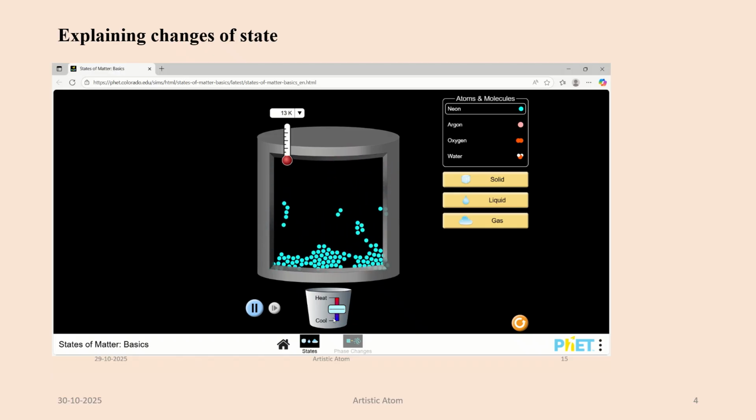If I continue reducing the temperature, what will happen? They will come even closer to each other and they will get converted into solid. This process is nothing but freezing.